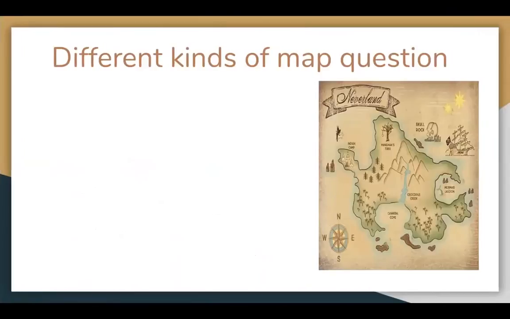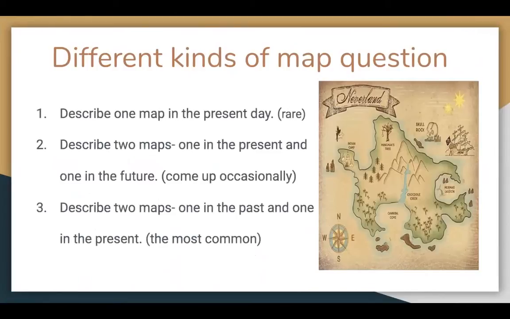Firstly, I will talk about different kinds of map questions. There are 3 main types of map questions. 1 is describe one map in the present day, 2 describe 2 maps, 1 in the present and 1 in the future, 3 describe 2 maps, 1 in the past and 1 in the present.